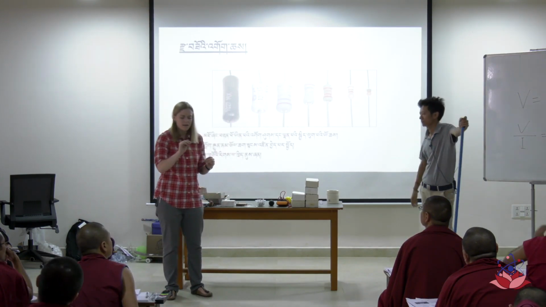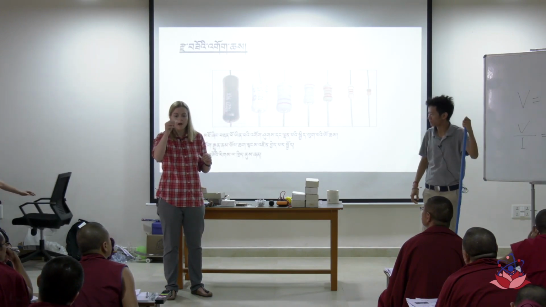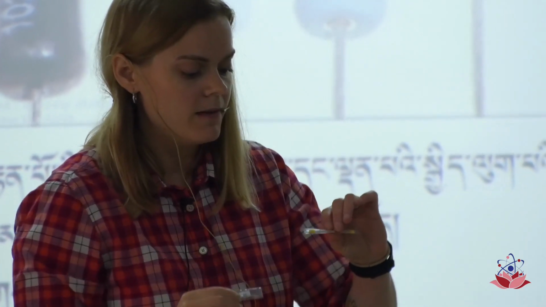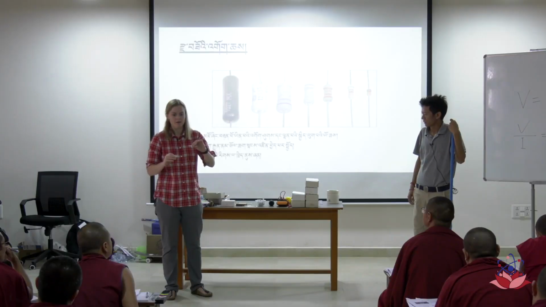For instance, this has 1,000 ohms of resistance, and this has about 400,000 ohms of resistance, or 500,000 ohms.